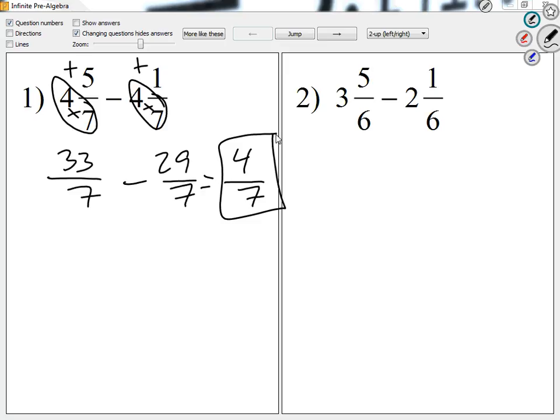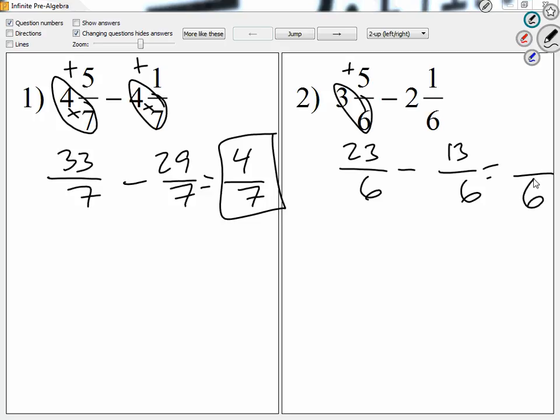Looking at question number 2, let me copy the 6 at the bottom. For the top, I'm going to go 3 times 8 plus 5, so I get 23. For the second fraction, let me copy the 6 at the bottom. What do I have on top? 13. It's a common denominator, so let me just copy the 6. How much is 23 minus 13?